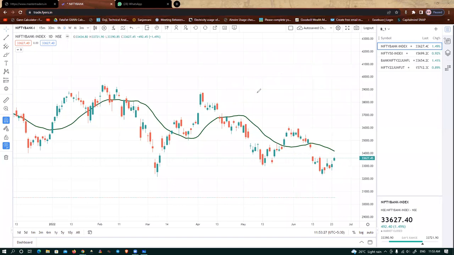If the current price of the stock is below the moving average, it means the stock is weak. If the price is above the moving average, it is strong, simple. Here it is strong, here it is weak, weak, strong. Even if it is going up, if it is below this moving average, consider it as weak. Now let us see some of the stocks.